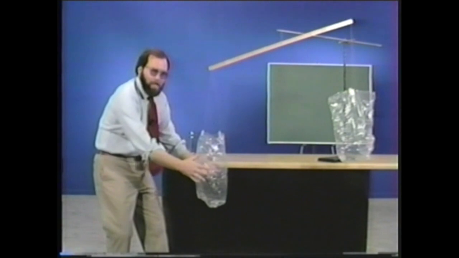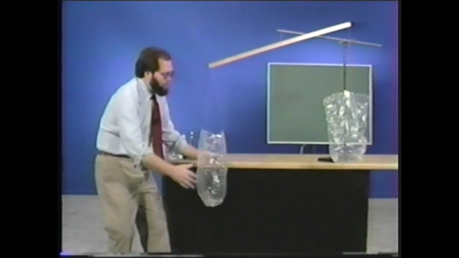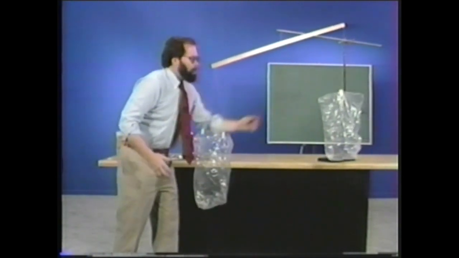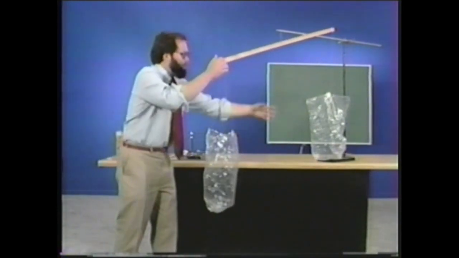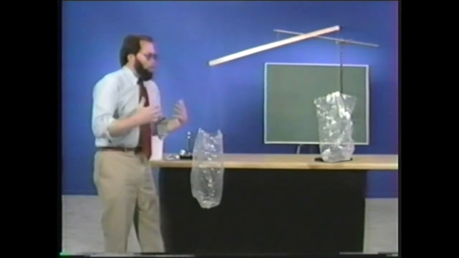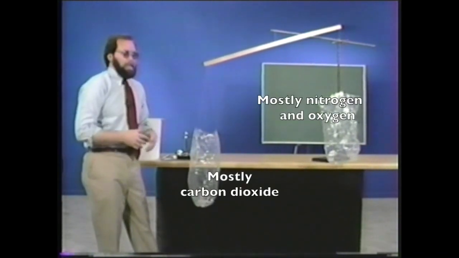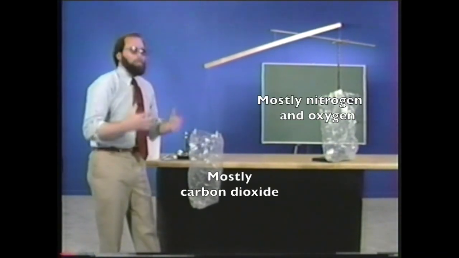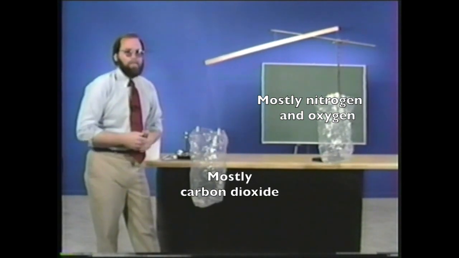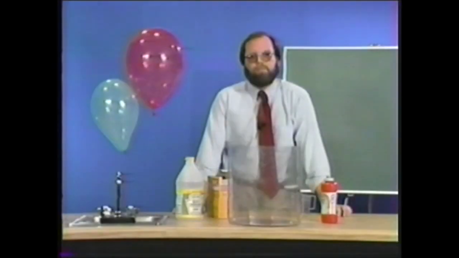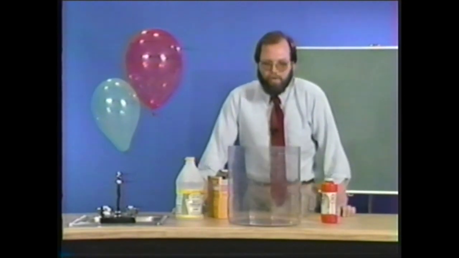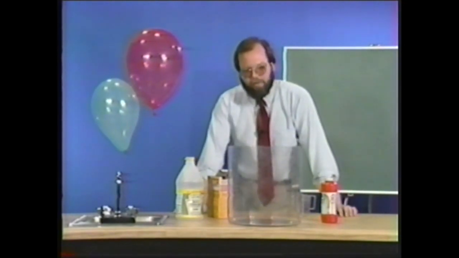This bag contains a collection of carbon dioxide molecules. This bag contains a collection of air molecules. This bag is lower than our bag over here. So what does this observation tell us? It tells us that carbon dioxide molecules are heavier than air molecules. Okay, we just showed that carbon dioxide is heavier than air.